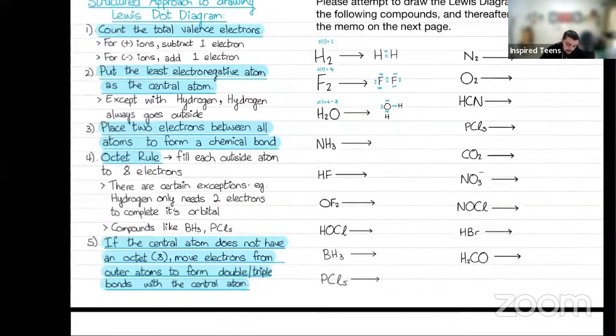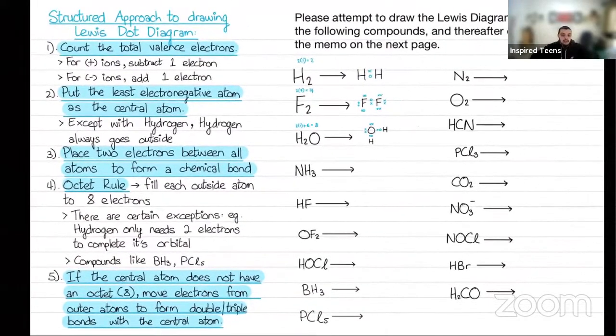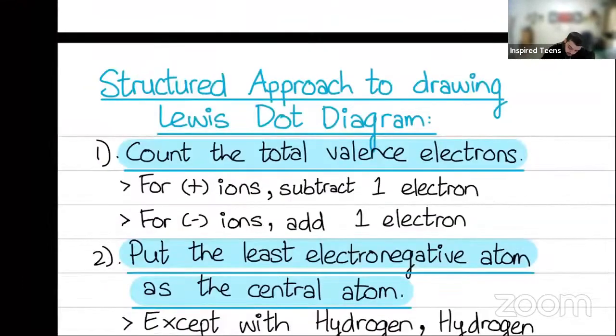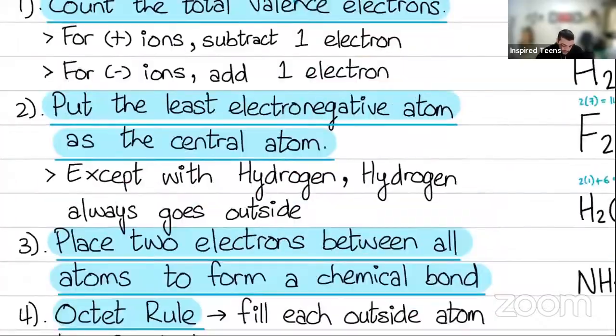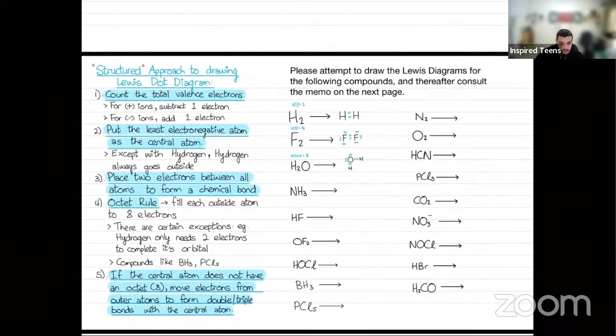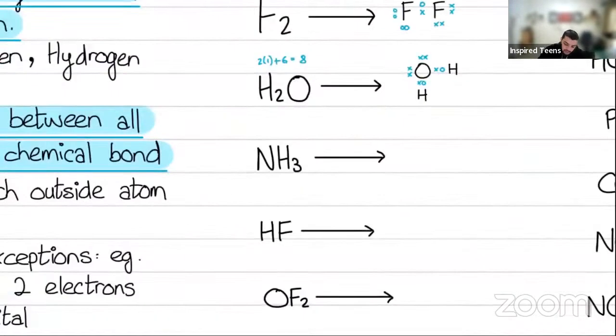Okay, and that's done. Right, so again, like I said, structured approach with like 700 exceptions. How structured you want to call it, but it's decently structured. Okay, I'll give it that. It's decently structured, and it can really help you if you're struggling to draw these. So let's not bash it all that much. Let's look at NH3. So count the total number of valence electrons.